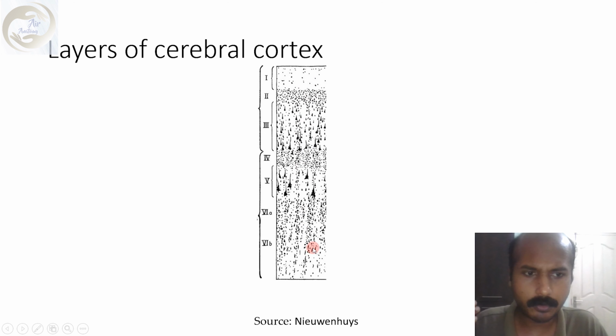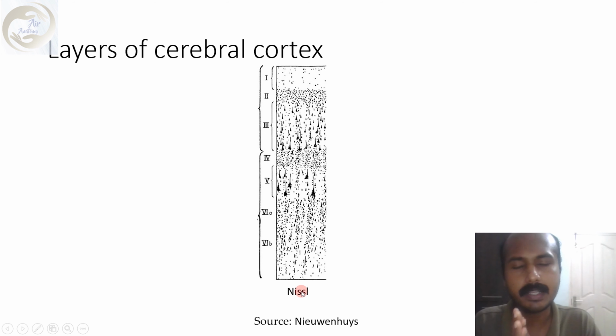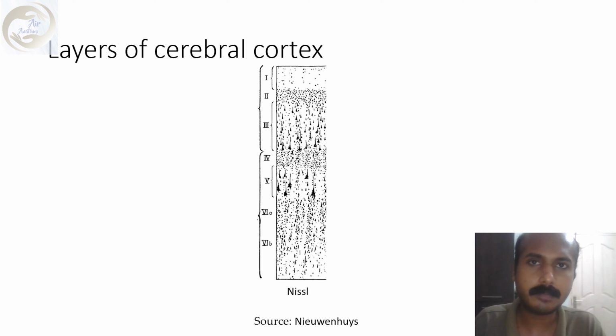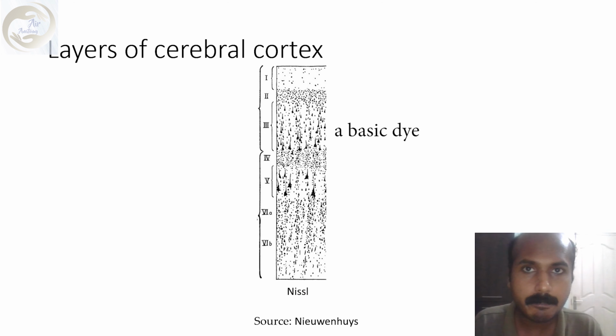As I mentioned before, this is a Nissl staining method. This is actually not looking colorful because this is an excerpt from a paper that was in the early 1900s. What is Nissl staining? Nissl staining is a special staining method where the cell bodies of neurons are stained. The dye that is used is a basic dye, basically cresyl violet, or toluidine blue can also be used, but it is basic. The dye is basic.